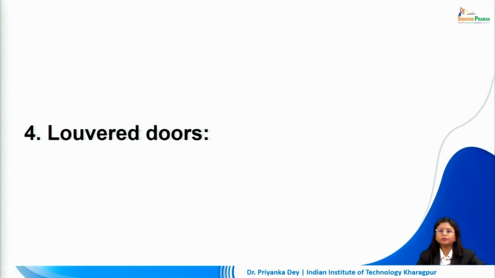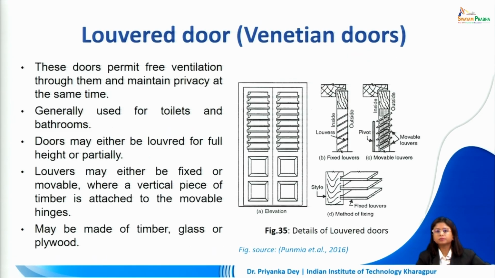The next type of door is the louvered door. They may also be Venetian doors if we have the operation of opening or closing these louvers, we can move them. So these doors permit free ventilation through them, but they of course maintain privacy at the same time, because you cannot see through these doors, but at least the openings will allow some amount of ventilation to come into the space. Now generally these are used for toilets and bathrooms.